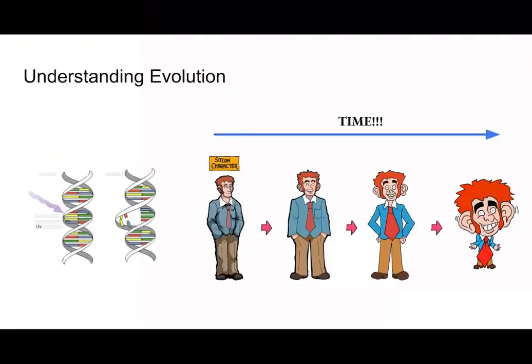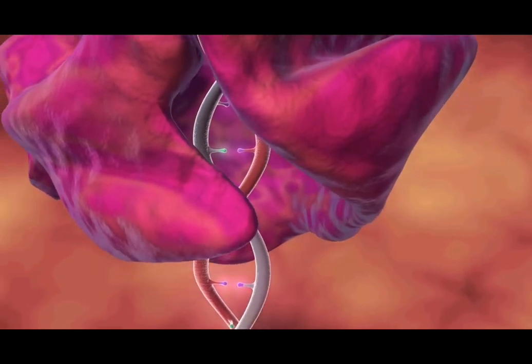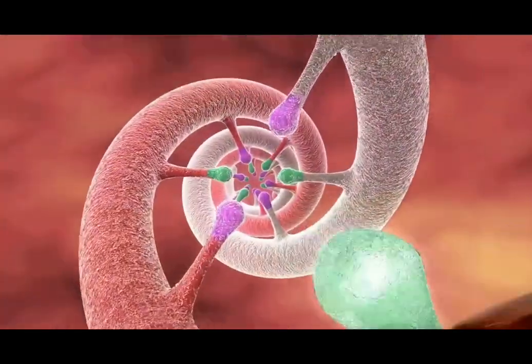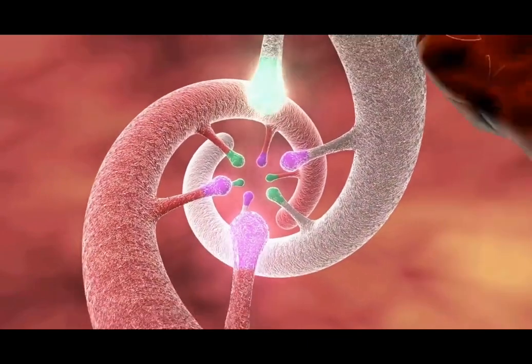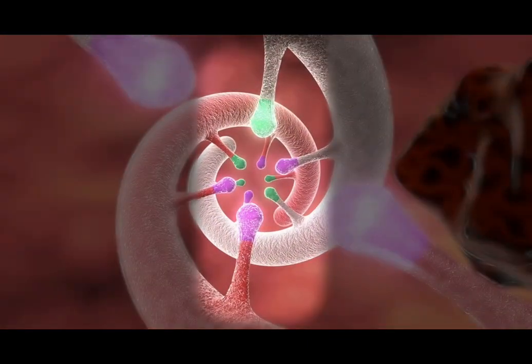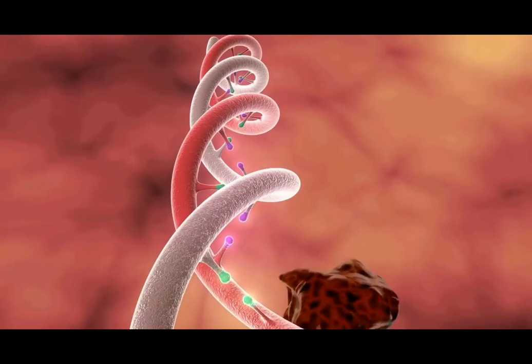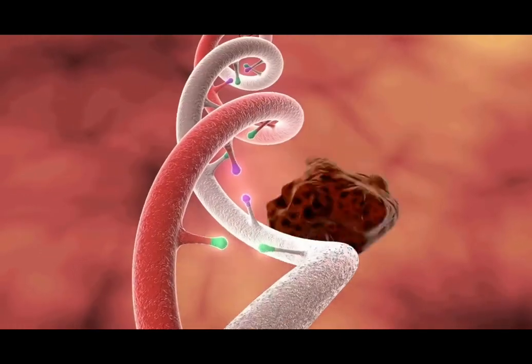Alright, let's break it down. Evolution is all about how species change over time. Picture this, genes are like the blueprint of life. But sometimes these genes undergo tiny changes called mutations. It's like those cool glitches you find in video games but in DNA.